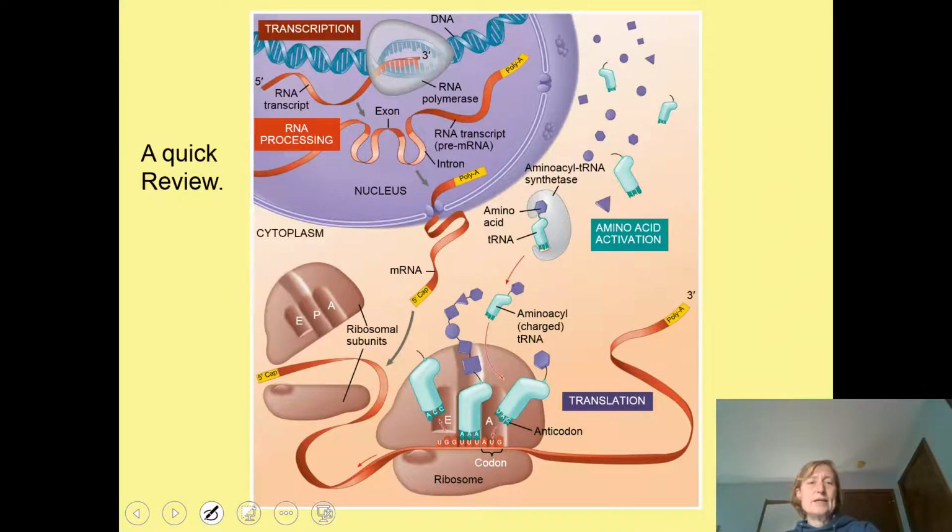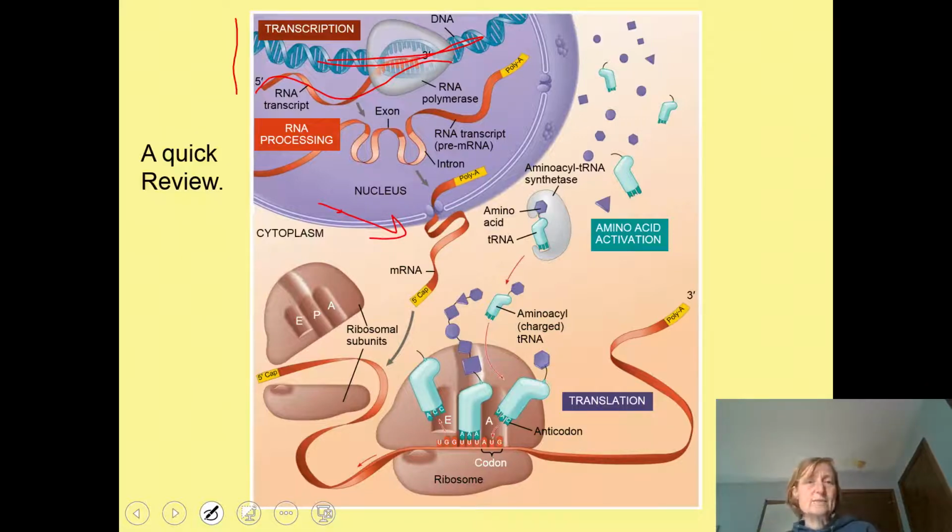Okay, let's just do a quick review for a minute. What we've got up here is a picture of a cell, and transcription is happening inside the nucleus. We had a gene that needs to be transcribed into an RNA molecule. The RNA molecule is not quite ready right away. It has to be processed. A cap and a tail have to be put on the mRNA molecule. The introns have to be cut out. And now we've got a processed, or mature, mRNA molecule that leaves the nucleus.